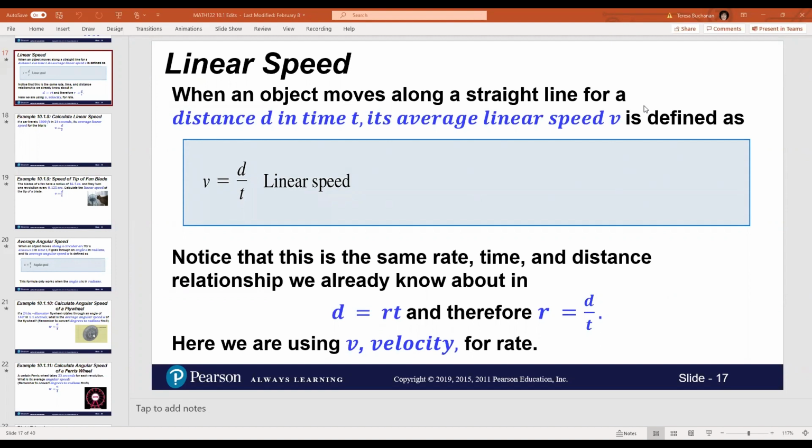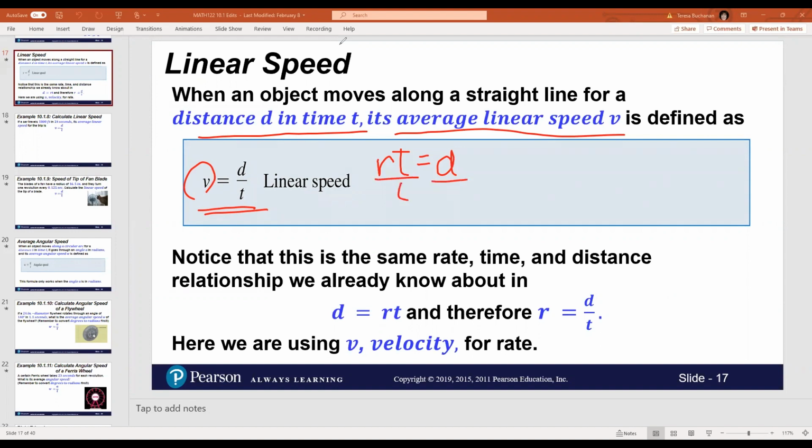Anyway, when an object moves along a straight line for a distance d and time t, its average linear speed v is defined as, well, we know this already. Velocity is equal to distance over time. This is not anything new to us. We know about rate times time is equal to distance. Linear speed, linear just means you're driving in a line, right? Down a highway. That's all it is. It's not anything that's unfamiliar at all. It's just that we've changed up the rate and called it velocity. Well, that's the same thing.